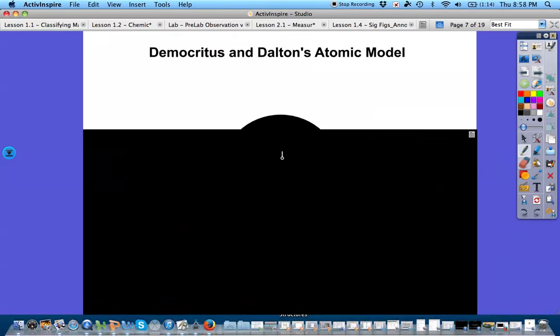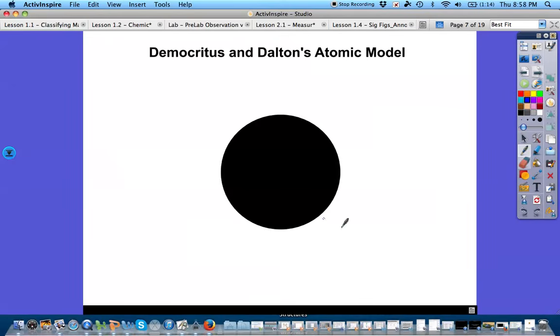So Democritus's and Dalton's atomic model is the exact same. It's just a circle, shaded in. They called this atomos, and this is where we get the word atom from. Atomos means indivisible. Indivisible means that it cannot be divided. It is uncuttable.